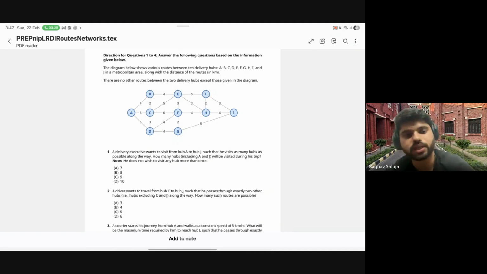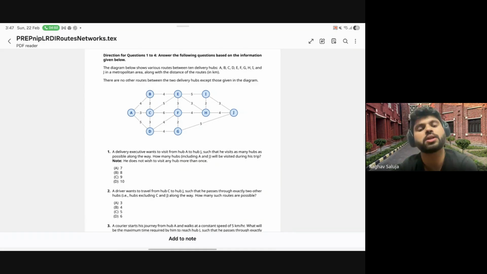Firstly, again, as I say in every single video of ours, I want you to pause the video, solve the question on your own, and come back and verify, and then solve along with me. So, let's begin. The first set is in front of your screen. The diagram below shows various routes between 10 delivery hubs A, B, C, D, E, F, G, H, I, and J in a metropolitan area. And you can read the entire set, it's there.